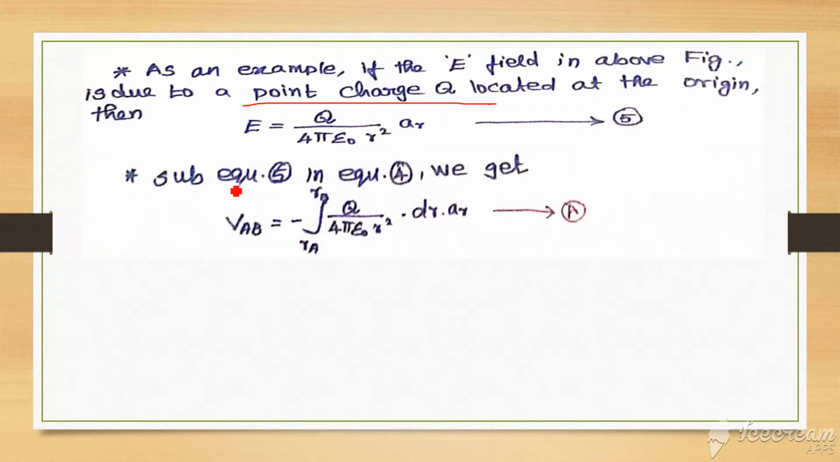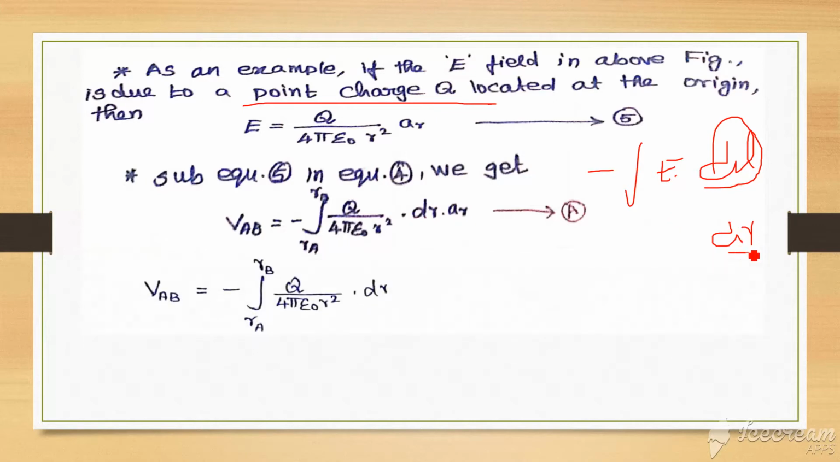Then substitute equation number 5 in equation number 4. Simply substitute this E value in the previous equation. So what is the previous equation number 4? Simply minus integral E dot dl. So E is replaced by this value, and dl is replaced by dr, because this differential length is along r. This is equation number A.